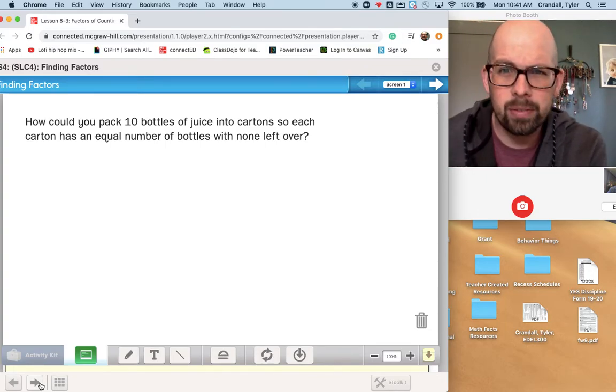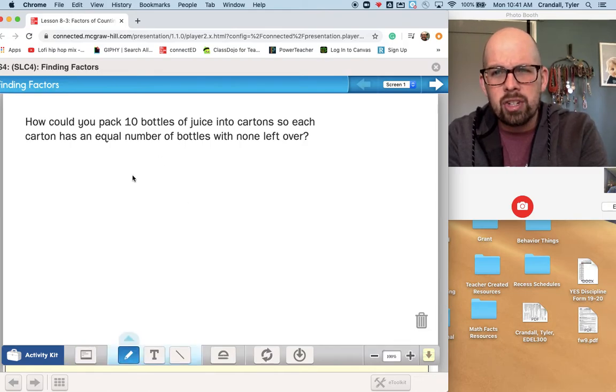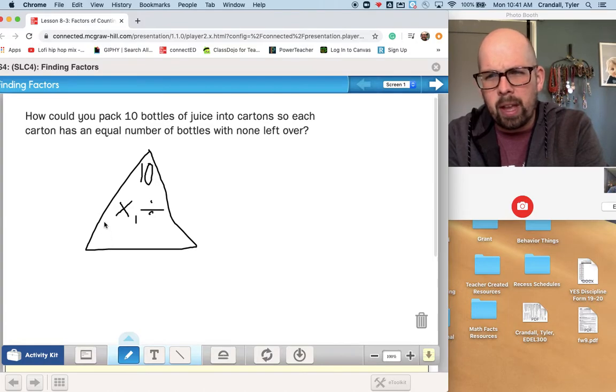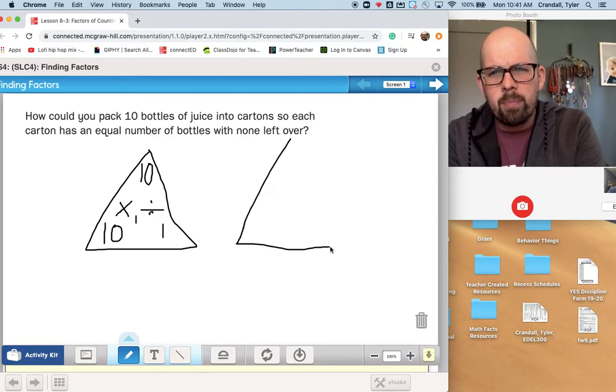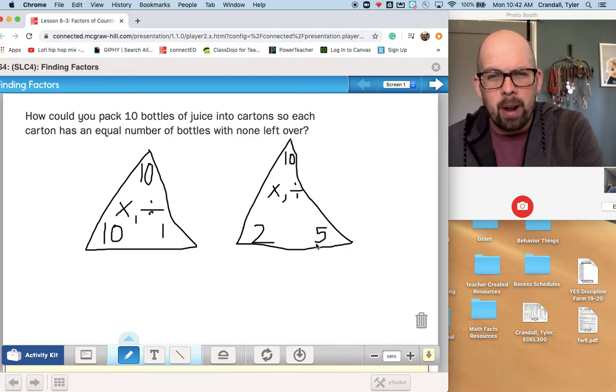How could you pack 10 bottles of juice into cartons so that each carton has an equal number of bottles with none left over? If we wanted to think about this like a fact family or a fact triangle, we're trying to figure out some factors that when multiplied would give us 10. So 10 divided by something equals something, or something times something equals 10. You can do 10 times 1 or 1 times 10. The other possible factors are 2 times 5 equals 10, or flip it around and do 5 times 2 equals 10.